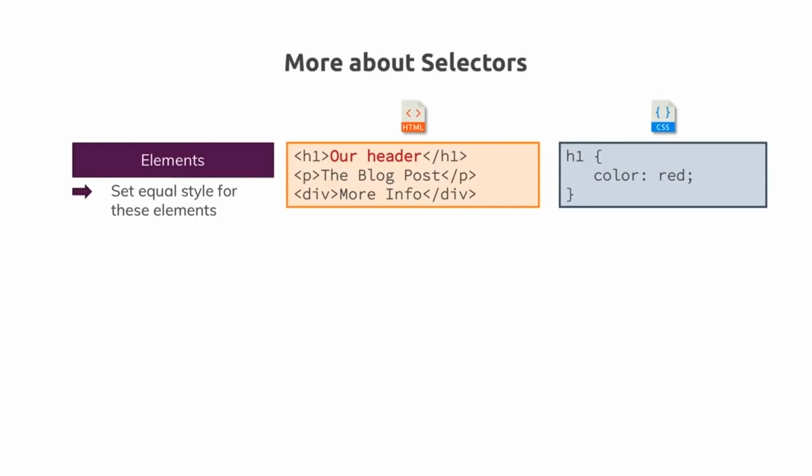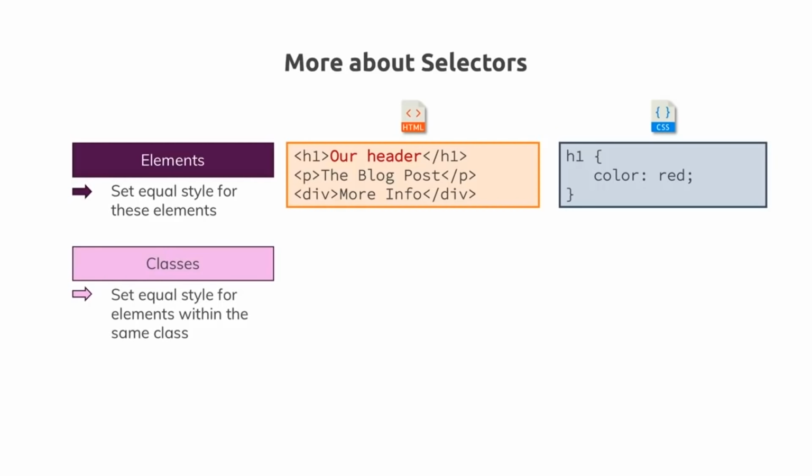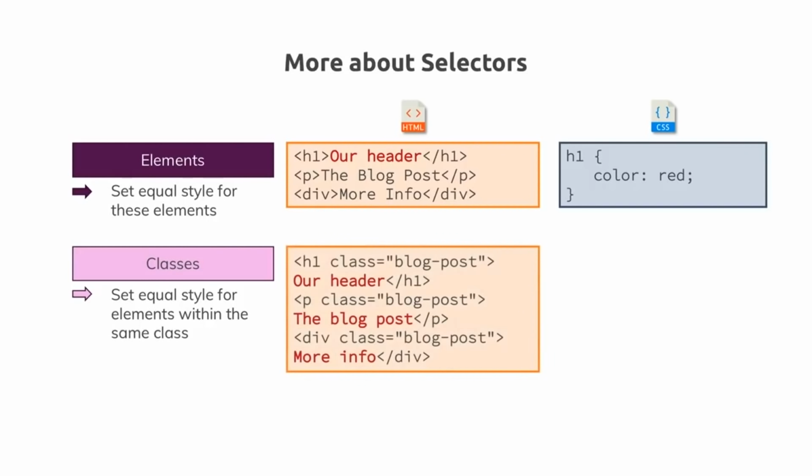Now that is what we saw thus far, but there is more. For example, we also have class selectors. Classes are something you might have never heard before because they are a concept strongly connected to CSS. With classes, we can define a style, which we then apply to all elements that have the same class. And a class is added to an element in HTML by adding the class attribute, as you can see here.